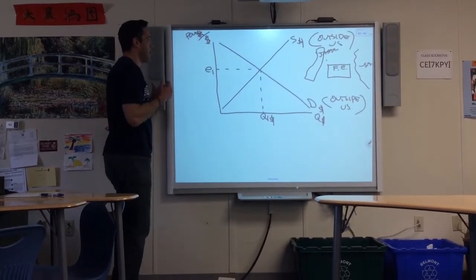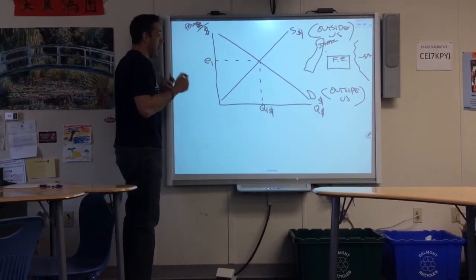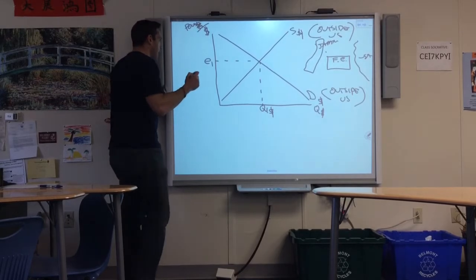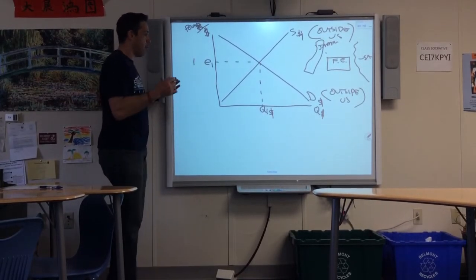So here we are, we're talking about the pound and the dollar. So E1 is how many pounds per dollar. And let's say, right now, let's say it's a 1-to-1. So we're talking 1 British pound for 1 American dollar.